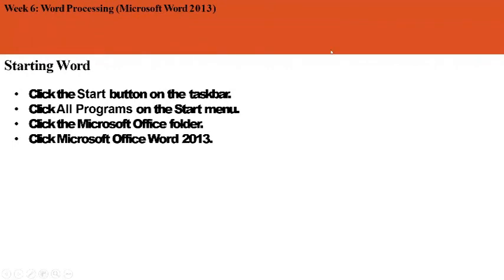So how are we going to start Word? As stated here, para daw makapasok tayo sa MS Word, we need to click the Start button on the taskbar. Then, of course, click all programs on the Start menu. And then click the Microsoft Office folder. And then click the Microsoft Office Word 2013. Pero kung marunong ka sa mga shortcut, pag nakita mo na yung icon ng MS Word, pwede na yun na gamitin mo. Pero ito kasi, this is the process. Sa mga beginner, this is the process.